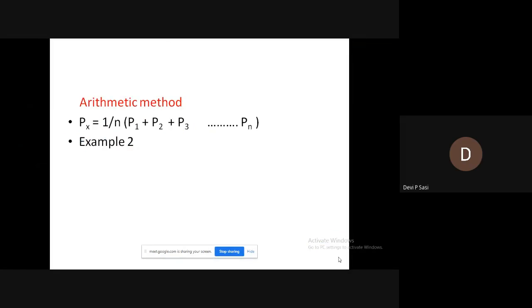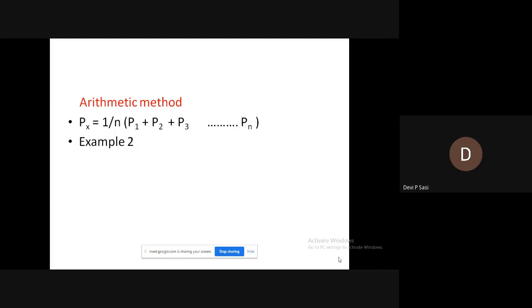Today we can learn about some other methods of estimation of missing precipitation. So let's talk about the arithmetic method. In the last class we learned about the normal ratio method. Today we will learn the arithmetic method. It is a very simple method used to find the missing rainfall.